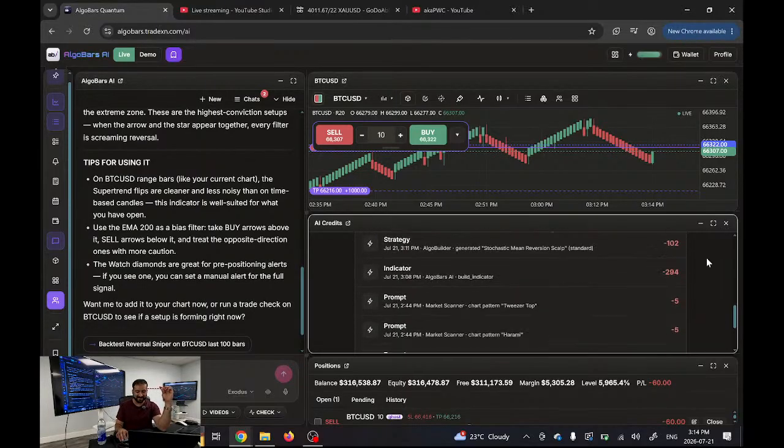That's insane. Okay, to build a fully custom indicator costs 294 credits, which is less than $3 to build your fully custom indicator, and it's instant. You don't have to wait for the developer or any of that.